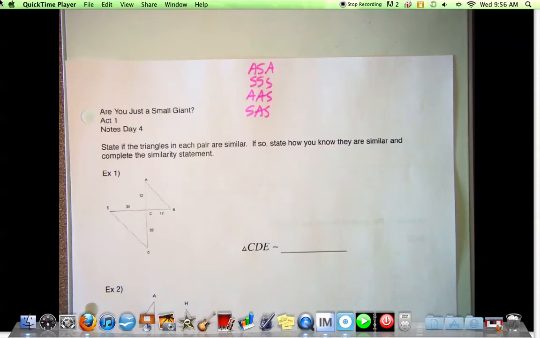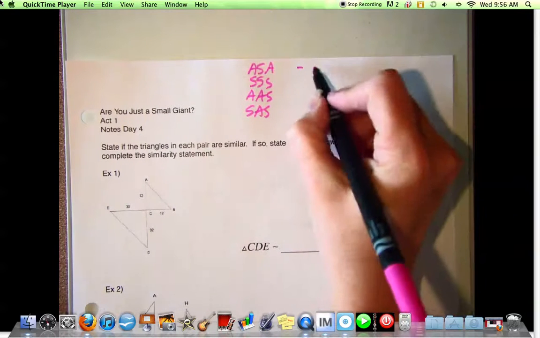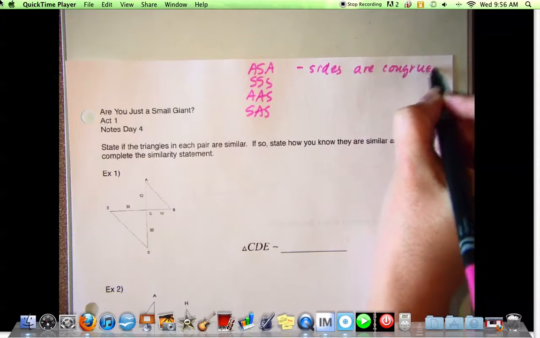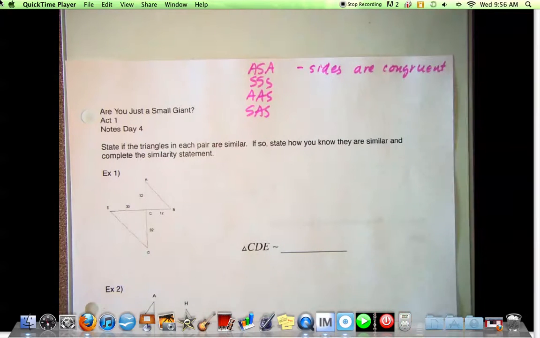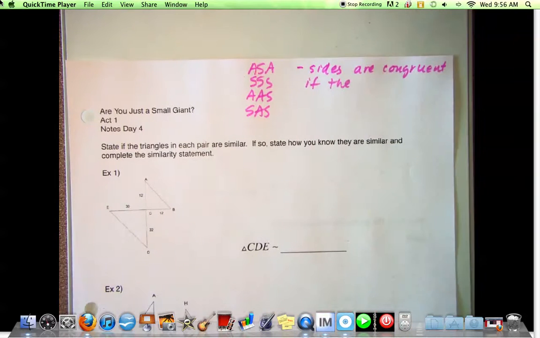Another way that we can determine if sides are congruent from one triangle to the other is if the scale factor is the same. You're looking at triangles. What has to be the same? It's not a proportion, but a scale factor.